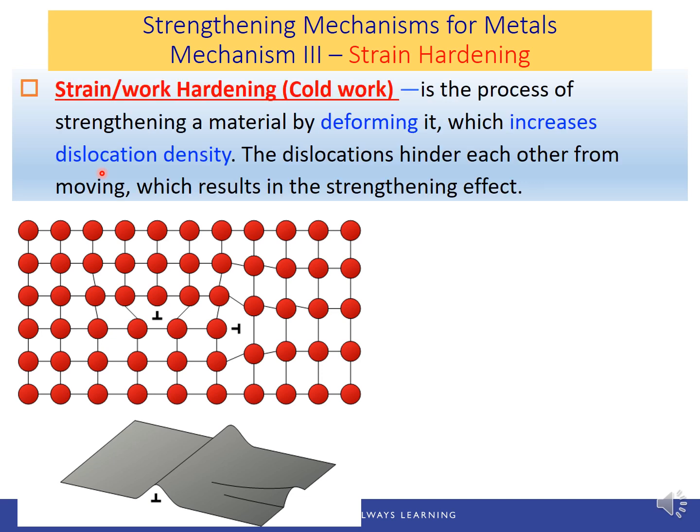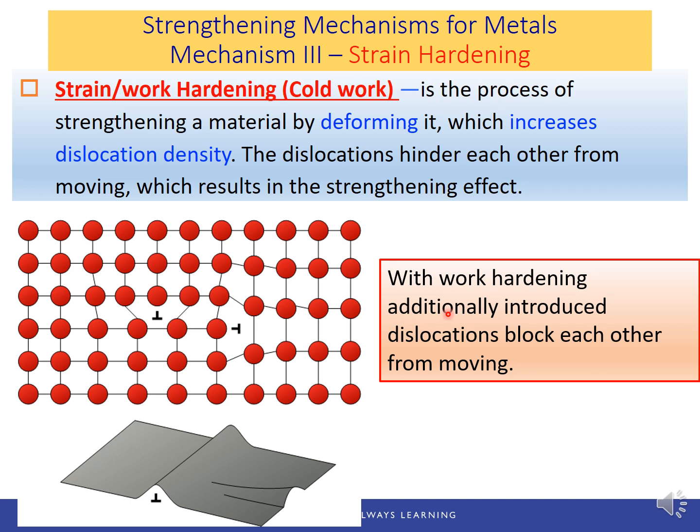The principle of work hardening or strain hardening is based on the introduction of additional dislocations during plastic deformation. In every deformation process, new dislocations are always introduced into the material. The dislocations will hinder each other from moving, which results in a strength increasing effect. This is analogous to creating more wrinkles in this carpet in different orientations, right? Now it will be more difficult for us to move the carpet on this floor. So with work hardening, the additionally introduced dislocations block each other from moving.